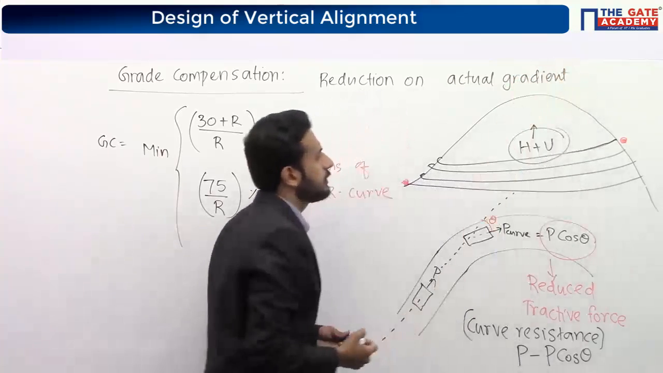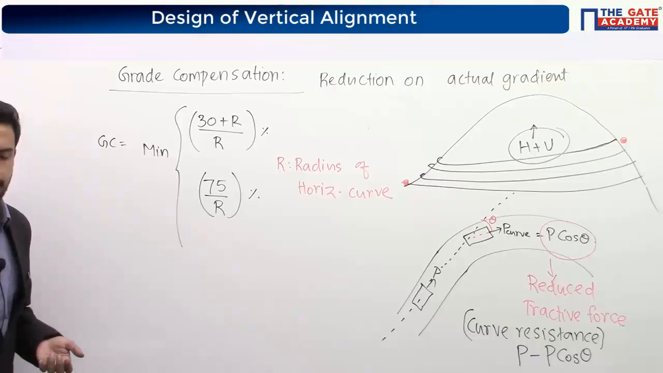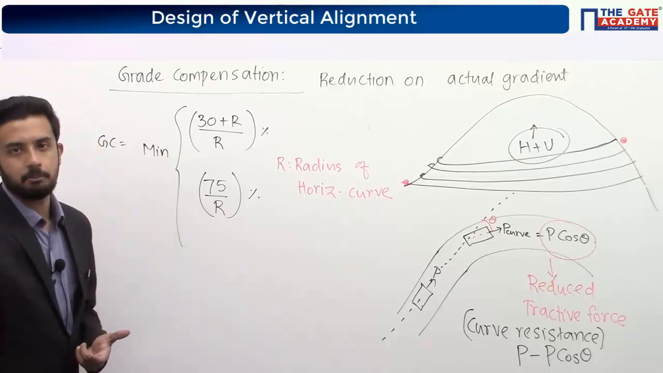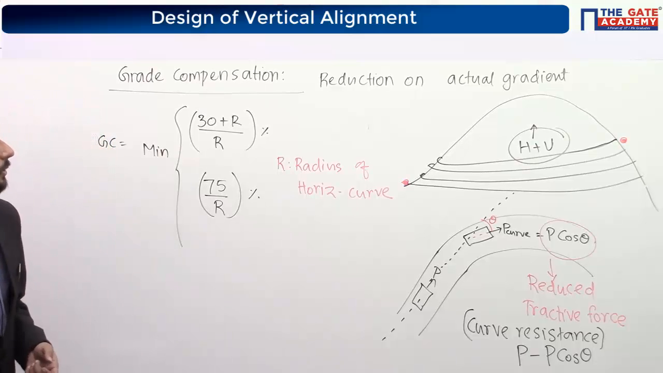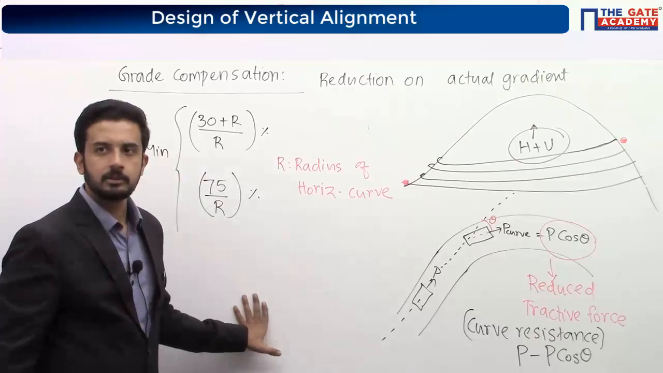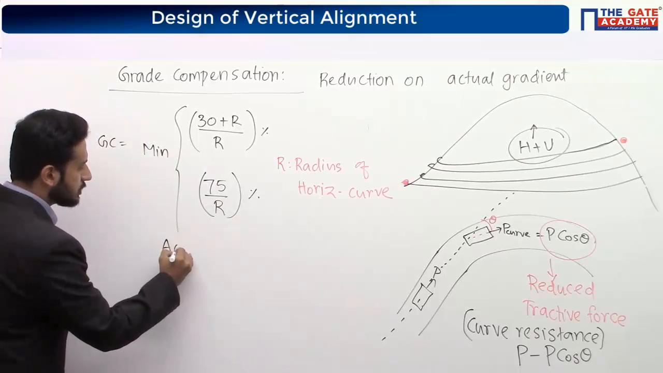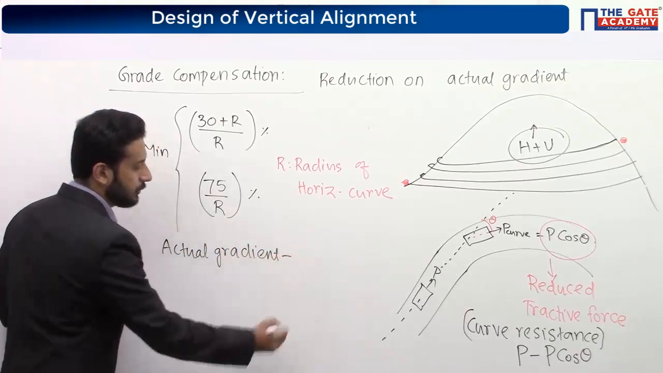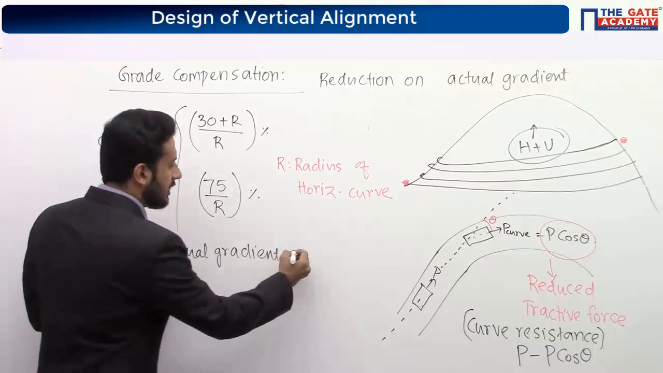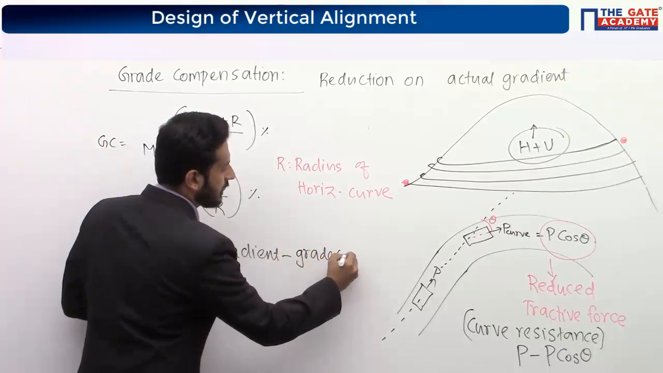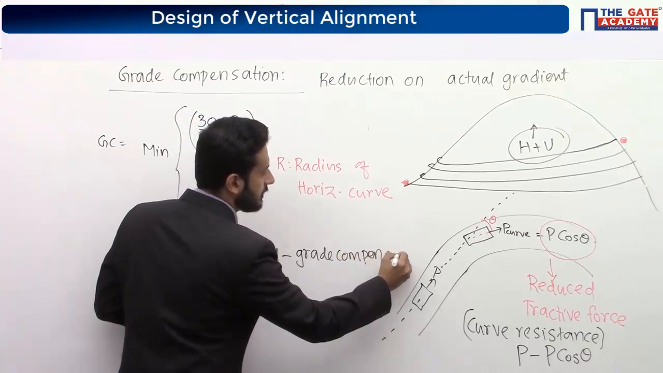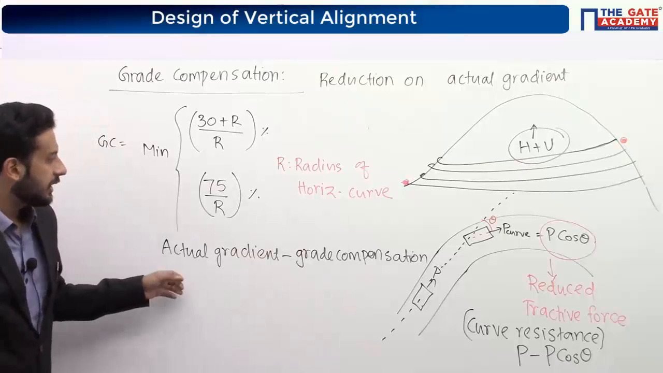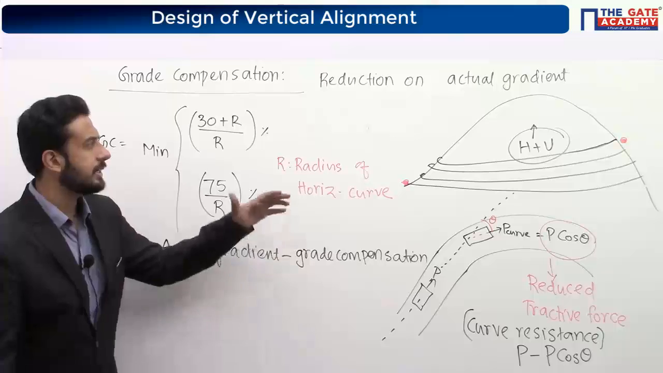Reduction on actual gradient or reduction on existing gradient. The reduction that we are going to give is called grade compensation. So that much reduction we are going to give, which means from the actual gradient, whatever be the actual gradient, we are going to minus some value or decrease that value. What is that value? We call it grade compensation. After calculating from the existing value or the actual value, we are going to minus that value. That's what is called a reduction.